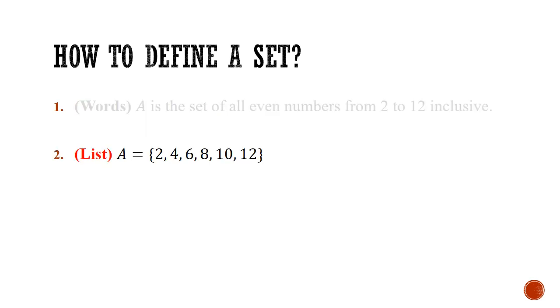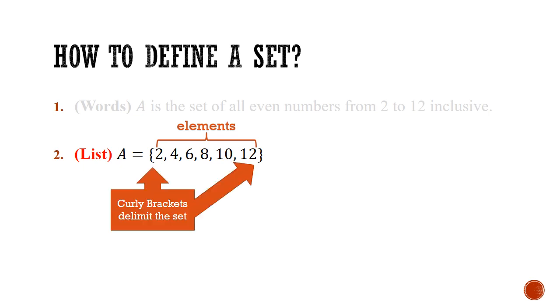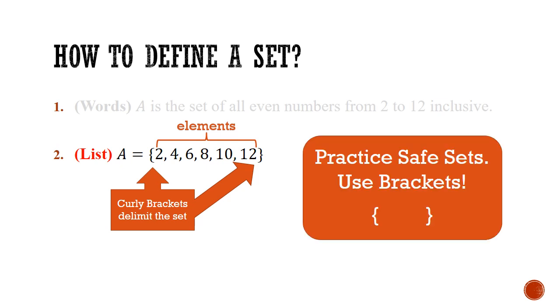The second option is to list out all the elements. Elements is just another name for all the objects that make up the set. We use curly brackets to delimit the set. As I always say, practice safe sets. Use brackets. However, this approach can be potentially tedious or impossible when it comes down to infinitely large sets.